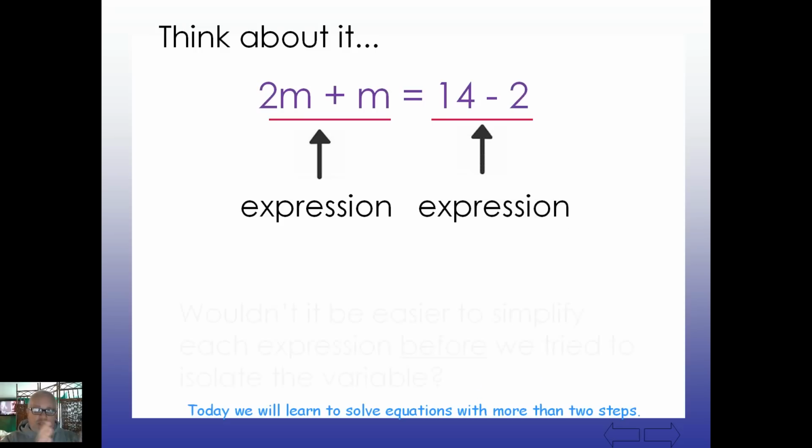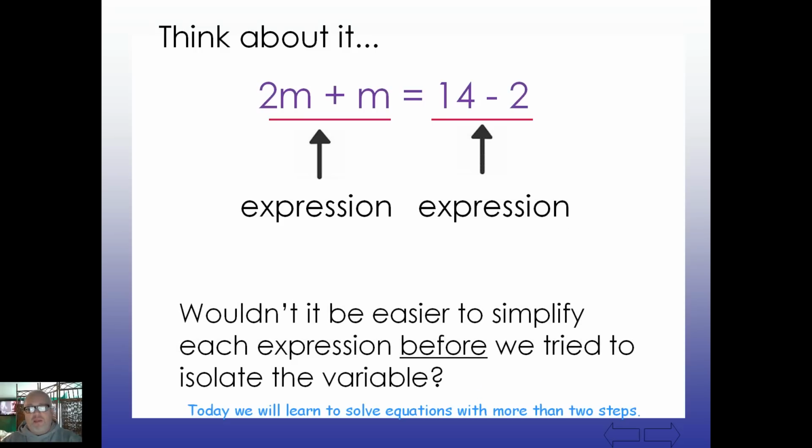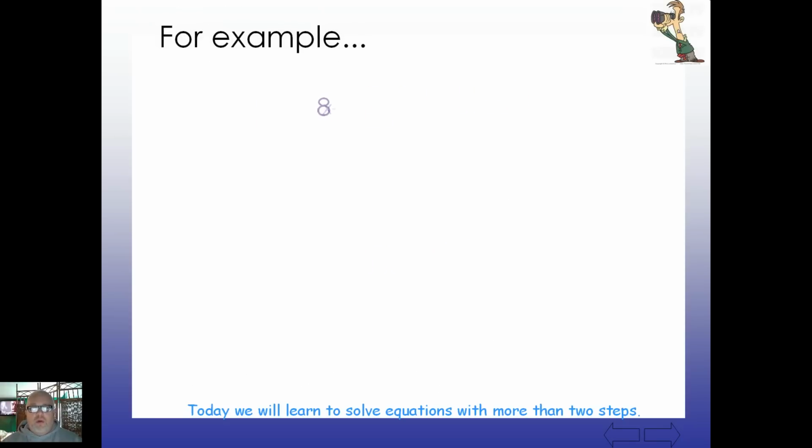These are an expression on the left and an expression on the right. It'd be much easier just to clean these up. So what is 2m plus 1m? And what is 14 minus 2? So certainly it's going to be easier then to clean up the individual expressions and then do our one-step answer in this case.